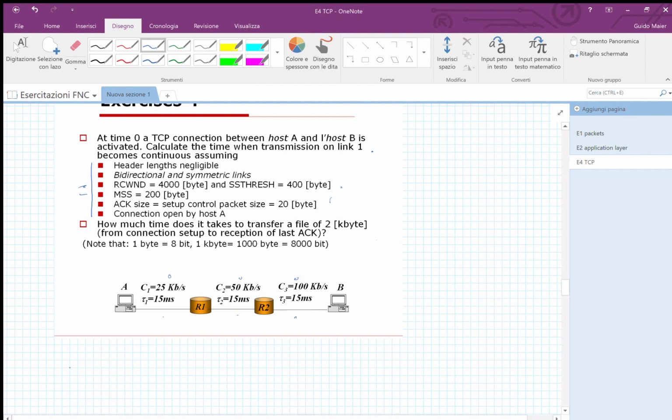So we can start computing the transmission times. Basically the transmission time in general is given by L divided by C1, and since we don't have the headers, we don't have to consider the headers, at least for the first segment, the length will be equal to the maximum segment size, and at most the last segment can be different. Okay, we have to check it afterwards.